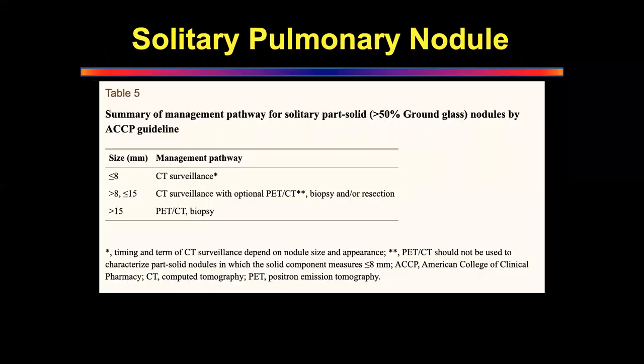This is the summary of the pathway. This is quite important. If it is less than 8, CT surveillance. Remember this. Less than 8, CT surveillance. 8 to 15 millimeters, CT surveillance with an optional PET CT, biopsy and/or resection. If it is more than 15 millimeters, no CT surveillance; you have to do a PET and biopsy it. It's very clear cut in the guidelines. Everybody okay with this? Have you understood what I just said? I'm giving you the gist of this management.